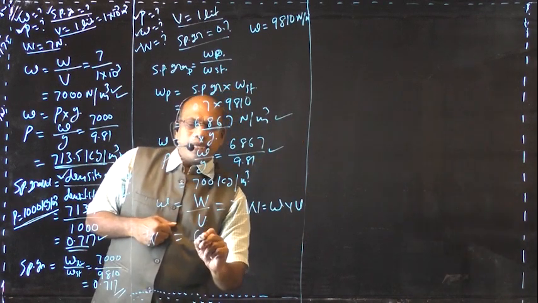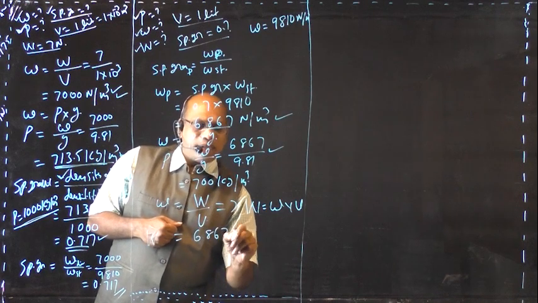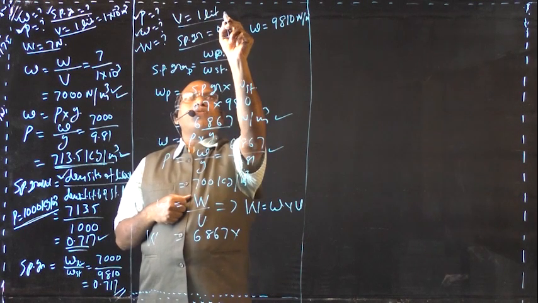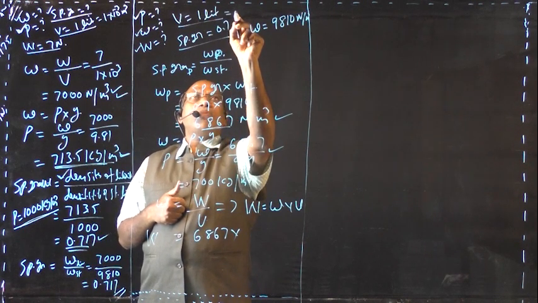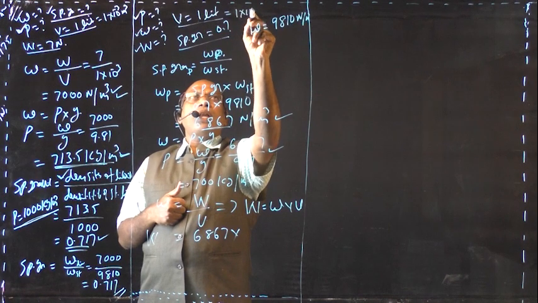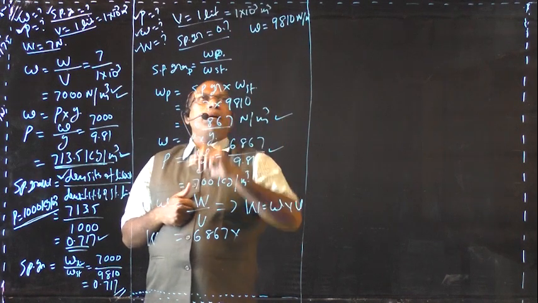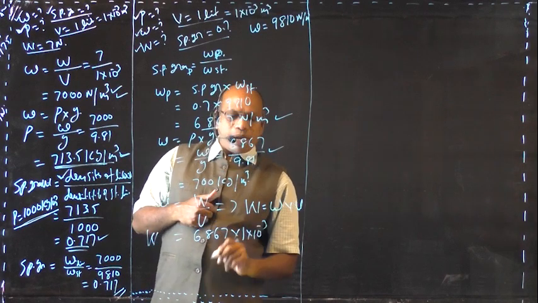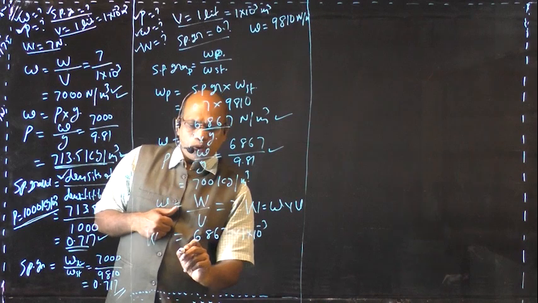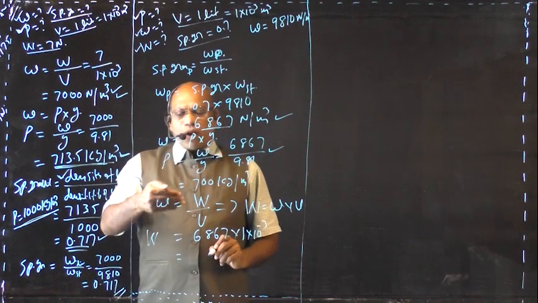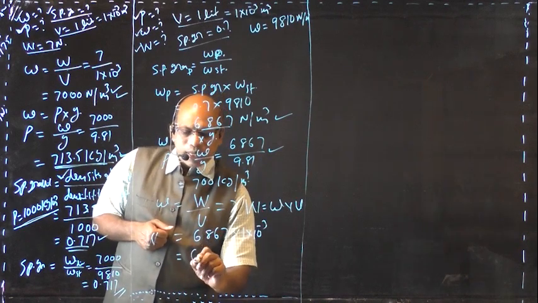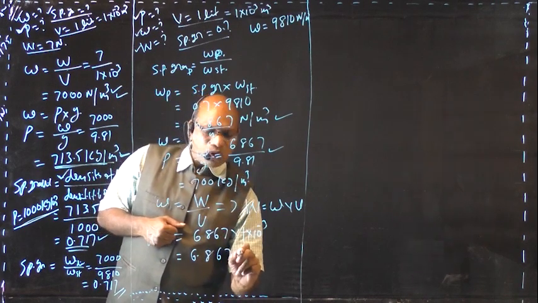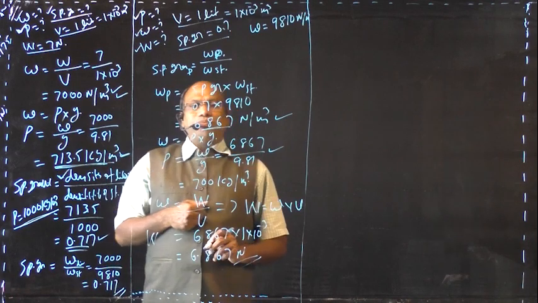That is 6867 into volume. The volume is given in the problem as 1 liter, which converts into meter cube as 1 into 10 power minus 3 meter cube. Therefore, the weight of the petrol is equal to 6.867 Newtons. This is the value.